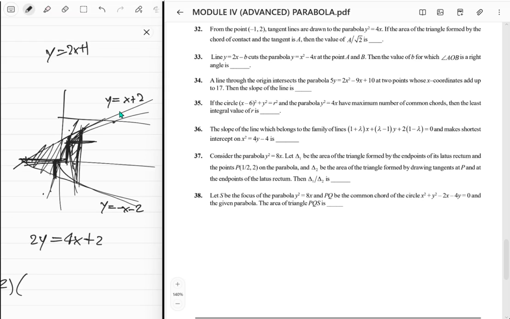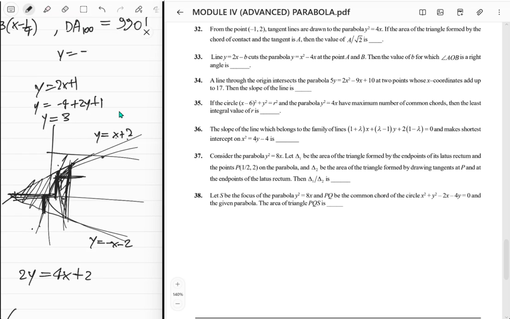From here just get x is equal to minus 2 plus y. Let's put that in there. Y is equal to minus 4 plus 2y plus 1, that is y is equal to 3, right? From here you get x is equal to minus y minus 2, just put that in there. So y is equal to minus 2y minus 4 plus 1, 3y is equal to minus 3, so y equal to negative 1.